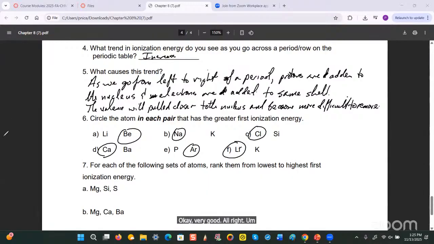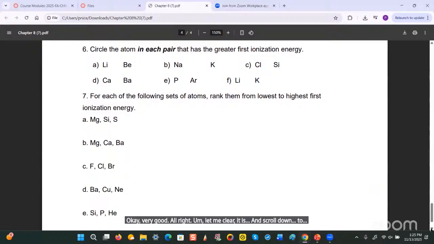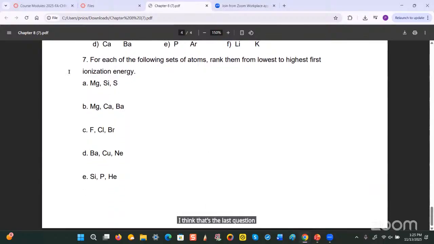Let me clear this. And scroll down to number 7. I think that's the last question. Yes, that's the last question. In this case, you're going to rank the given series in each case according to the first ionization energy from the lowest to the highest. So let's look at these first 3. Which should you expect to be the lowest of these 3 in terms of the first ionization energy?